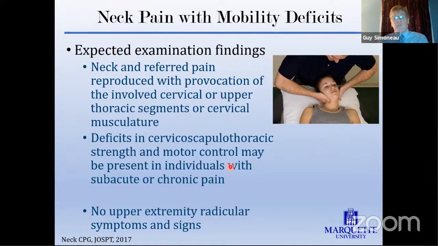And in addition to that, you'll realize that many of those people will have deficits of the deep neck flexors, multifidi, and scapulothoracic musculature. While this is not responsible for the nociception, this is something to address as needed based on the impairments that you identify. And you don't expect those individuals to have any kind of radicular signs and symptoms as part of their clinical scenario.